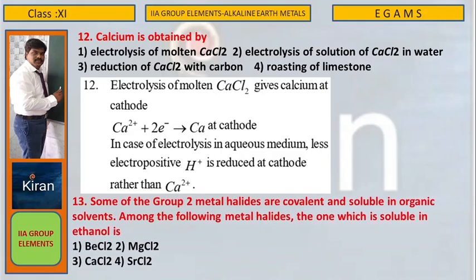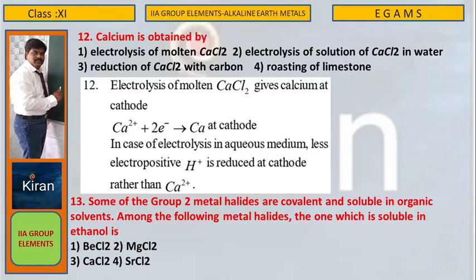Some of the group 2 metal halides are covalent and soluble in organic solvents. Among the following metal halides, the one which is soluble in ethanol. Ethanol is a non-polar solvent, which dissolves non-polar compounds. Yes, absolutely. The first one is always having some different characteristic properties. Hence, beryllium chloride can show this property. It is covalent in character. That is the reason it dissolves in ethanol.